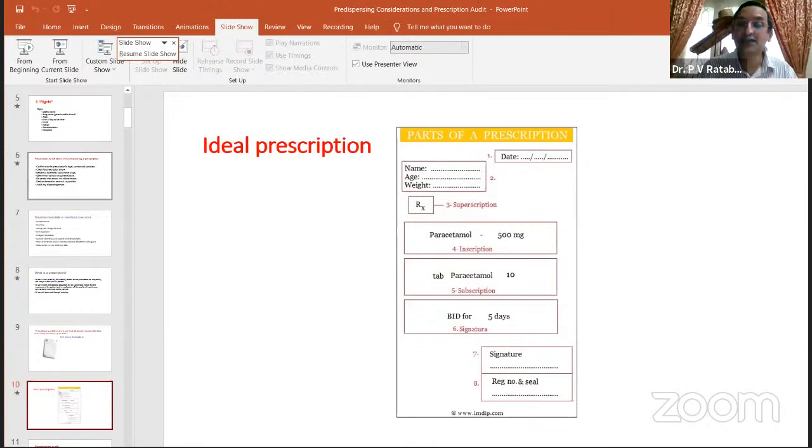So unless the prescription is signed, it is not valid. There has to be a date, there has to be a signature, there has to be a registration number also, and only then the prescription is valid. So if you get a prescription where something is just written on a piece of paper without a sign, without a registration number, then it is an invalid prescription. Do not handle it and do not dispense that prescription. Such a prescription should not be honored.